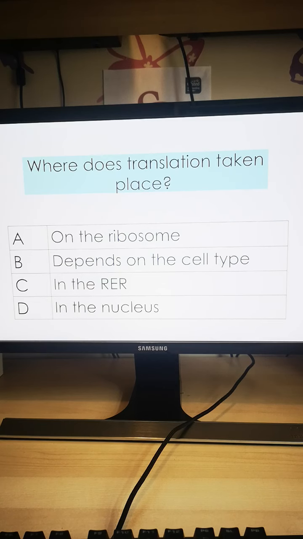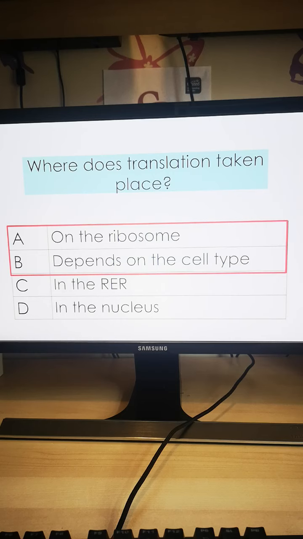Well, I tried to be a little bit tricksy here. It's on the ribosome, and it depends on the cell type whether or not you're going to say on the rough endoplasmic reticulum, if you like, on those ribosomes, because that could only be possible in a eukaryotic cell. So it's always on the ribosome, that's always true. For a prokaryotic cell, that ribosome would be free in the cytoplasm. So I think just stick with A as the true answer.